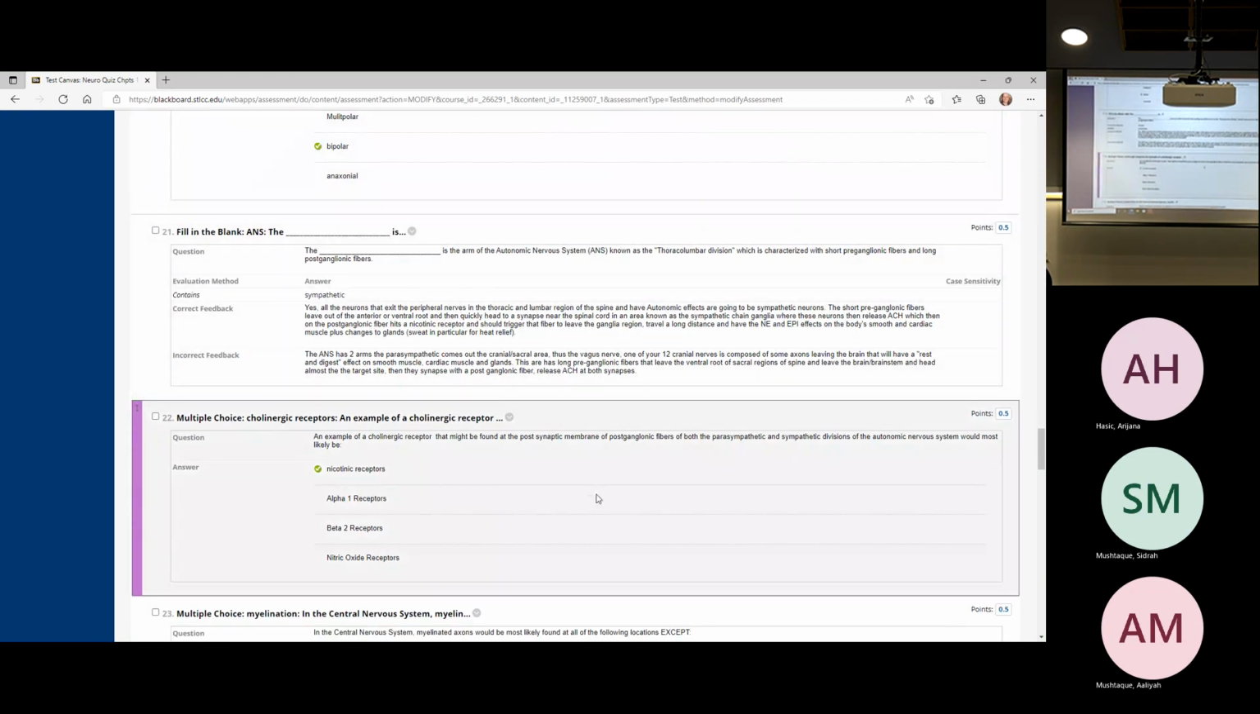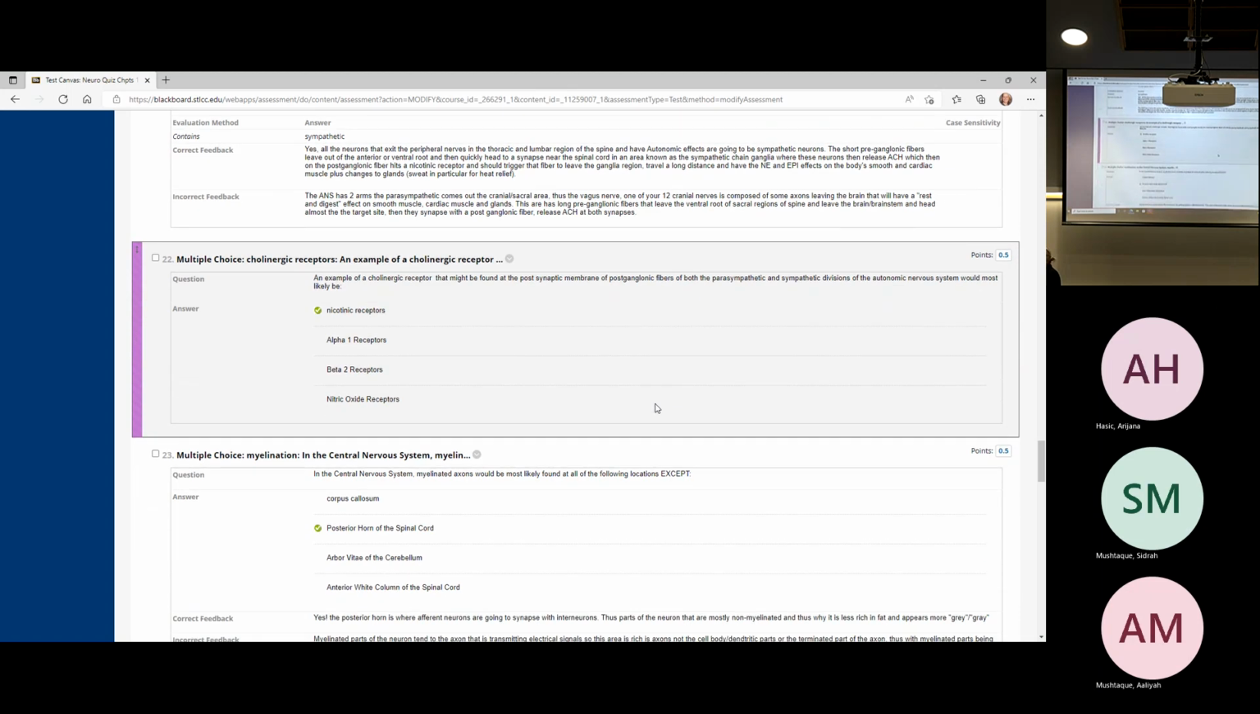Okay? The blank is the arm of the autonomic nervous system known as the thoracolumbar division. It is characterized by short preganglionic fibers and long postganglionic fibers. Sympathetic.